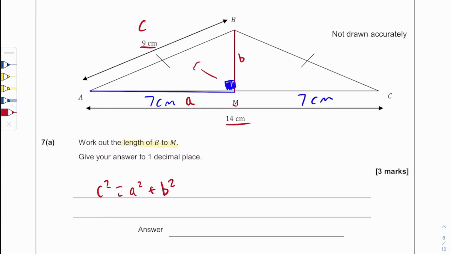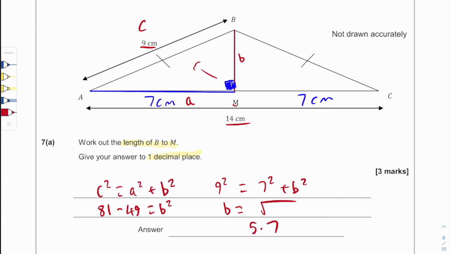Therefore we sub in our values, we get 9 squared is equal to A squared, which is 7, plus B squared. Okay, therefore we get 81 equals 49 plus B squared, so we take our 49 away. So we've got 81 take away 49 is equal to B squared. And then we can say B is equal to the square root of 81 take away 49, which is 32. So the square root of 32 is equal to 5.656. So to one decimal place, as they asked on the question, that is equal to 5.7.